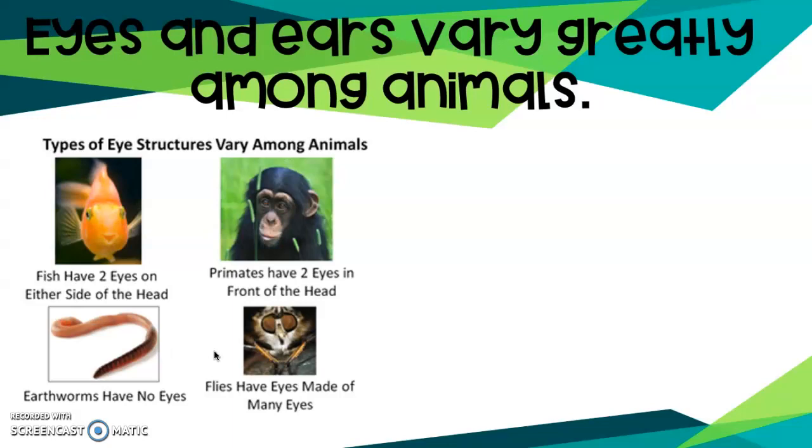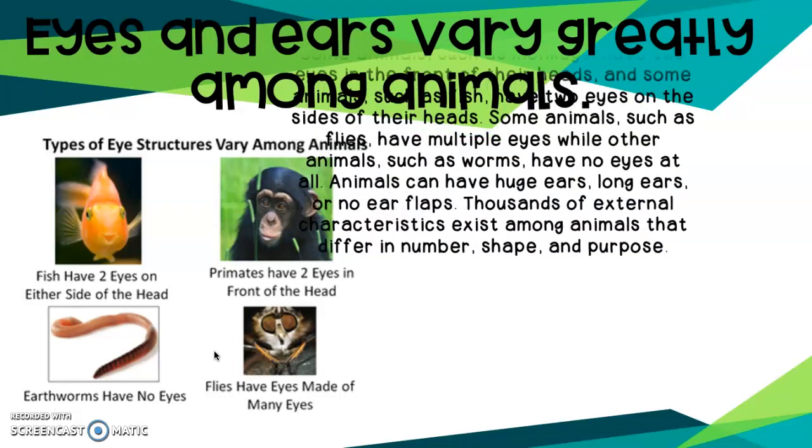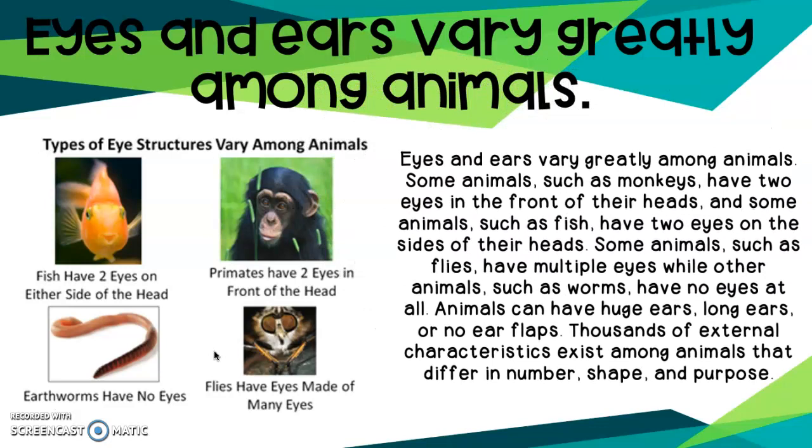Eyes and ears vary greatly among animals. Some animals, such as monkeys, have 2 eyes in the front of their heads, and some animals, such as fish, have 2 eyes on the sides of their heads. Some animals, such as flies, have multiple eyes, while other animals, such as worms, have no eyes at all. Animals can have huge ears, long ears, or no ear flaps. Thousands of external characteristics exist among animals that differ in number, shape, and purpose.